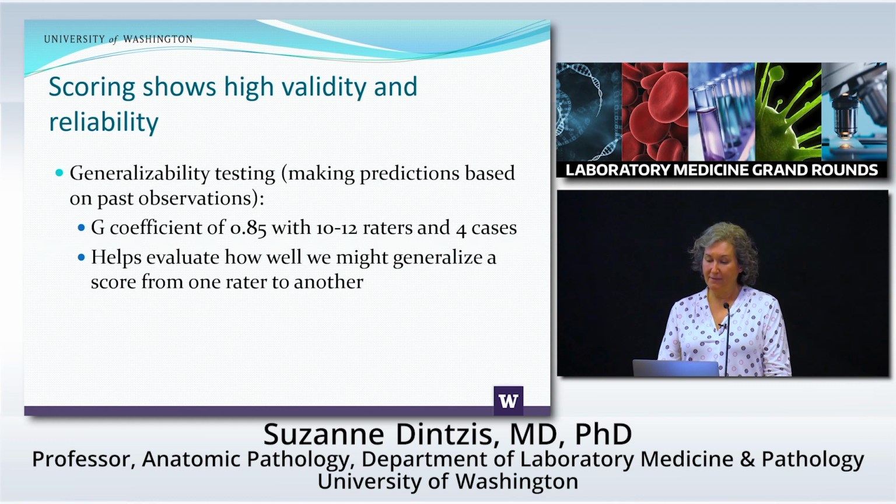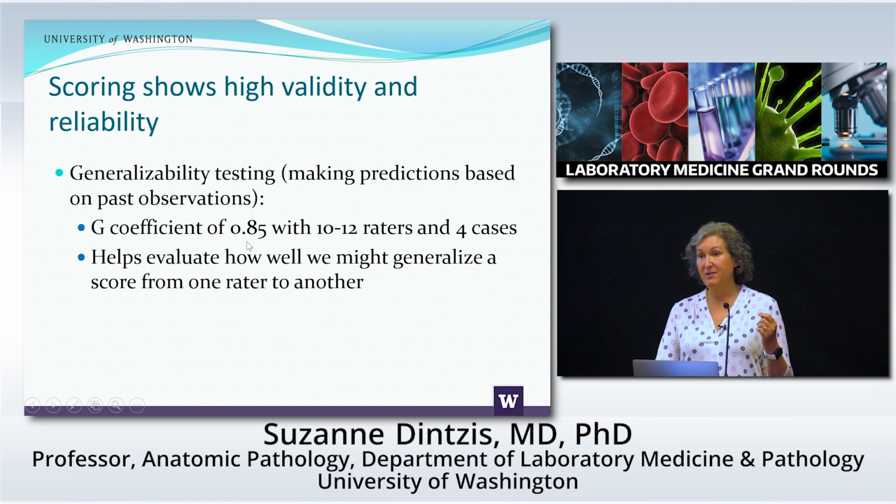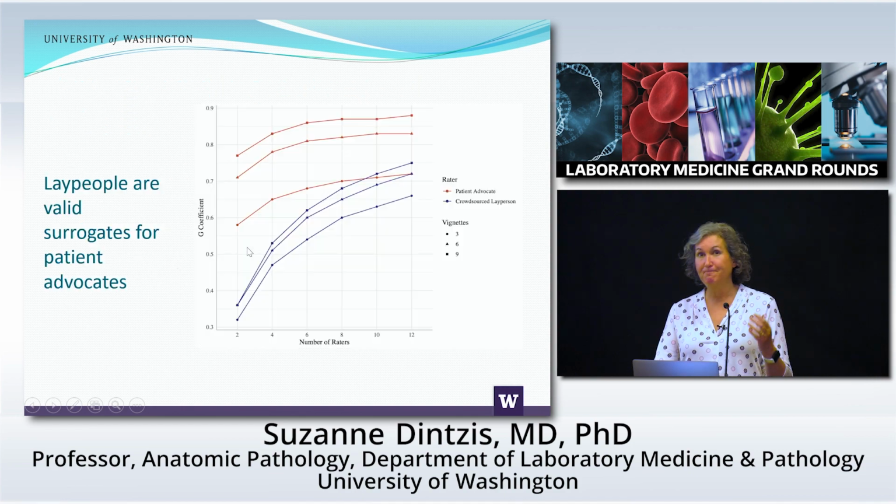An example of the inter-rater G coefficient helps evaluate how well we might generalize a score from one rater to another. So this is accepted statistics in this field. And the G coefficient with 10 to 12 raters, which is a lot of raters, and 4 cases was 0.85, and 0.75 and above is considered good. So this scoring was highly reliable.